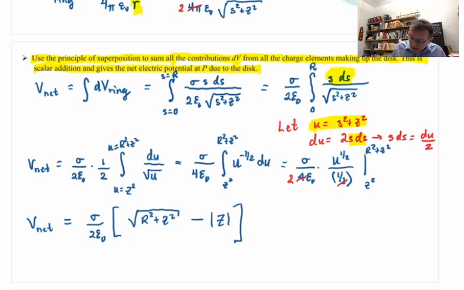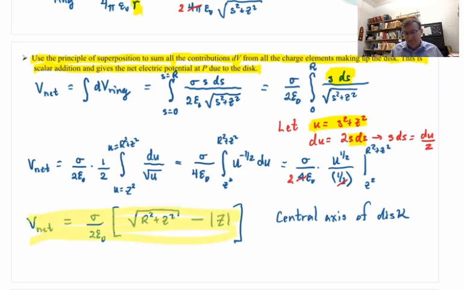Okay? And now, here you are on the central axis of a disk. And you can use this to find the potential at any point on the central axis of the disk. You need to know 3 things. What's the charge per unit area of the disk, sigma? What's the radius of the disk, big R? And where are you on that z-axis, that perpendicular axis?